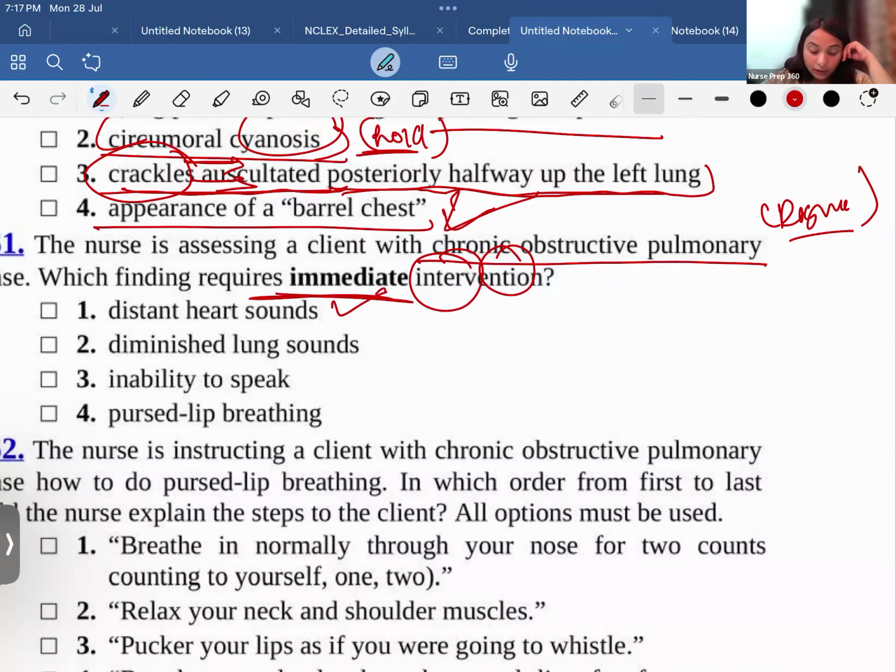Distant heart sound, diminished lung sound, inability to speak, pursed lip breathing. If you have not answered this question correctly to me, I will just not be good with you all. Honestly, I'm telling you, I will not talk to you. I will just come straight, teach and go.